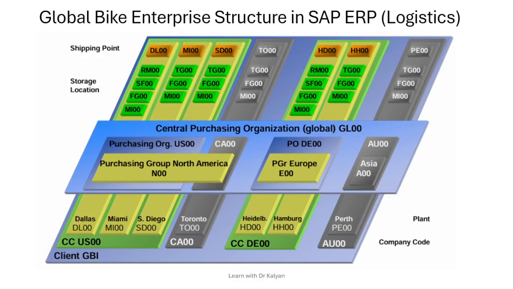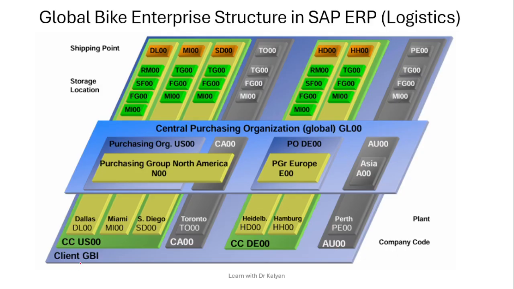Now, in our SAP software, the company which we are going to discuss is called the GBI company. It is also called Global Bike Enterprise Structure. Let us understand the entire enterprise structure of the GBI company. GBI is the main company, and it works in 4 different countries: one in America, one in Canada, one in Germany, as well as Australia.